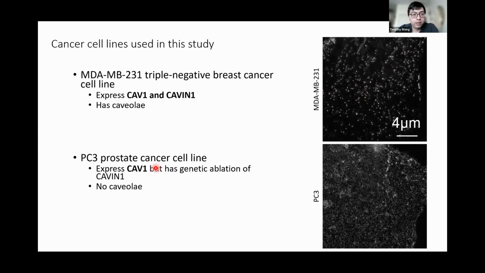We're also using a PC3 cancer cell line, which expresses CAV1 but is genetically ablated for cavin-1, so it cannot form caveolae. So here, the CAV1 labeling in the PC3 cells is a bit more diffuse, and what you would see here is all scaffold structures of CAV1.